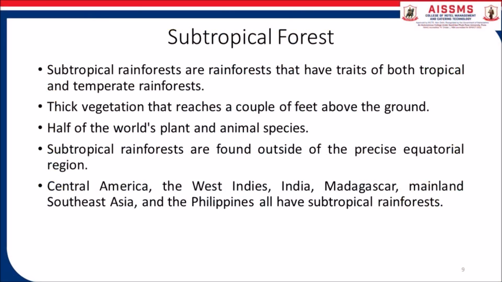Subtropical rainforests are the rainforests that have traits of both tropical and temperate rainforest. They feature thick vegetation that reaches a couple of feet above the ground, which makes it very difficult to navigate through the forest. The subtropical forest is home to more than half of the world's plant and animal species.